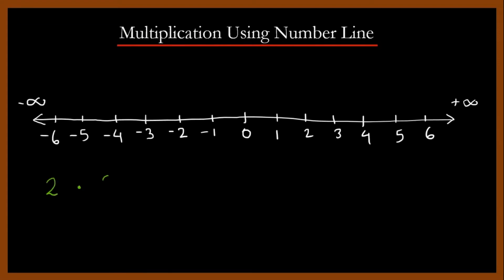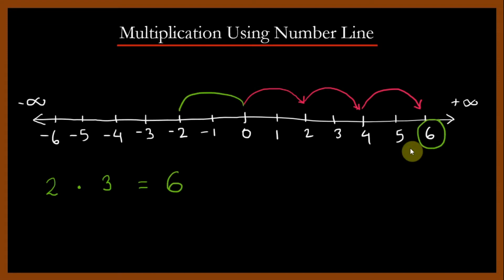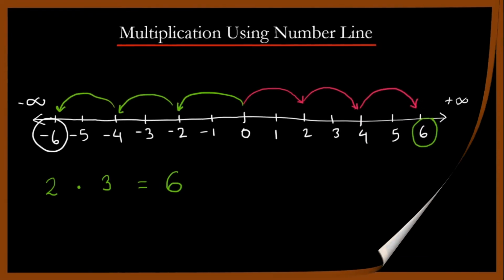Suppose I want to multiply 2 and 3, then I will start at 0 and jump 2 units to the right, which is the same as adding 2, and I will do it 3 times because we are multiplying 2 with 3, and the answer is 6. If you multiply any negative number with 2, then you have to move to the left of the 0.